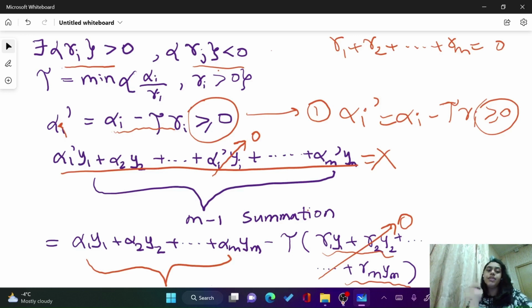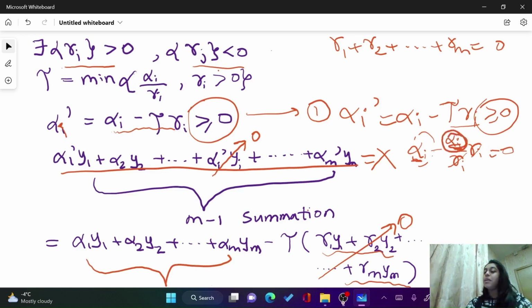And how are we going to prove it? Let's try to analyze this expression, alpha i minus tau gamma i. Now for tau gamma i, I'm just going to write alpha i upon gamma i times gamma i, so gamma and gamma get cancelled, minus alpha i. If this alpha i upon gamma i is the minimum one, then it is going to be 0. But in all the rest of the cases, this alpha i upon gamma i is going to be greater, and tau is the smaller one, because we have defined tau like that. So this is always going to be greater than or equal to 0.